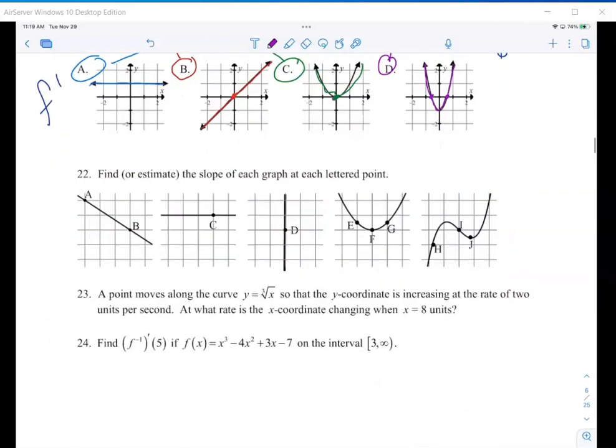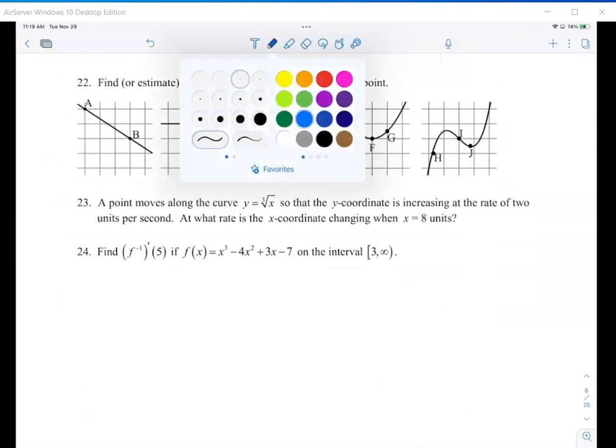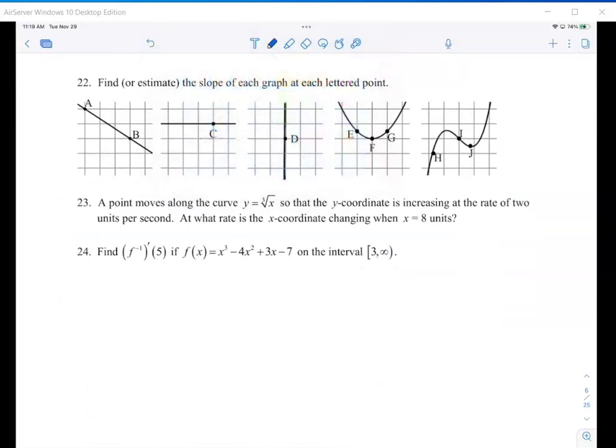All right, cool. Let's practice this. Find or estimate the slope of the graph at each letter point. So at A and B, these are actually going to have the same slope. Let's see, I'm going to go down 2, over 3. So that one has a slope of negative 2 over 3. So does this one. Negative 2 over 3. This one has a slope of 0. That's pretty easy. This one has an undefined slope.